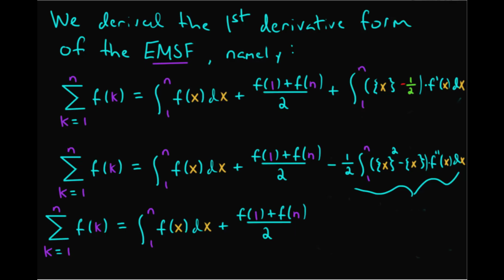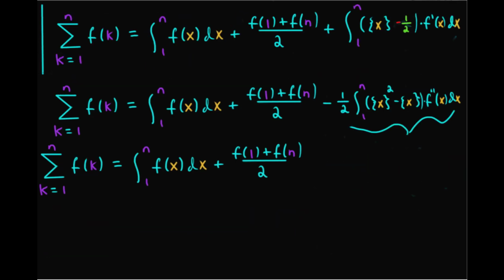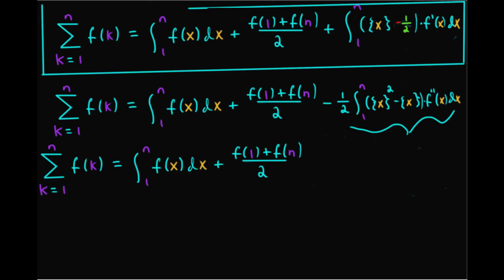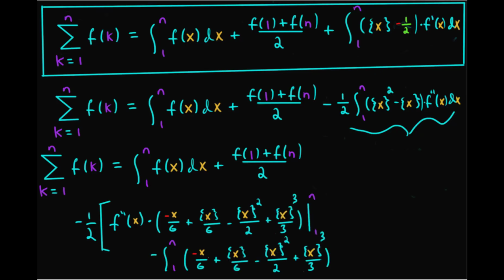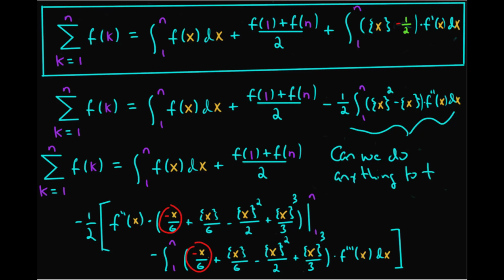Okay, before I write that, let me just move everything up here to make a little bit more room. And let me put a box around the first derivative form of the EMSF so that we don't lose track of that formula. Okay, returning to the main line of the argument, we did this integral, and we got this ugly beast of an expression, and I'm calling it an ugly beast because it has these non-fractional terms in it, negative x over 6 in the uv term, and again, a negative x over 6 in the integrand of the v du term. And the question before us is, can we do anything to fix that integral to get rid of these negative x over 6 terms?